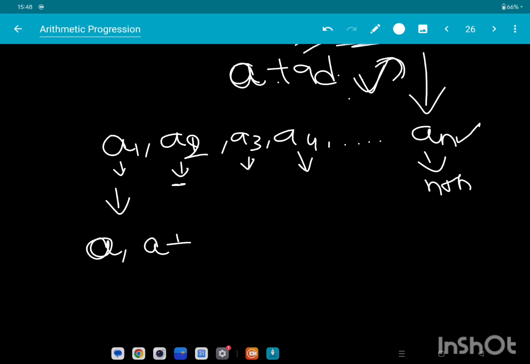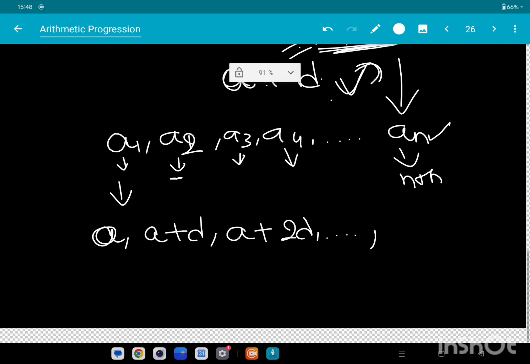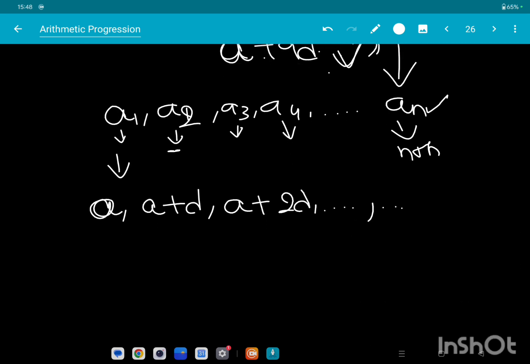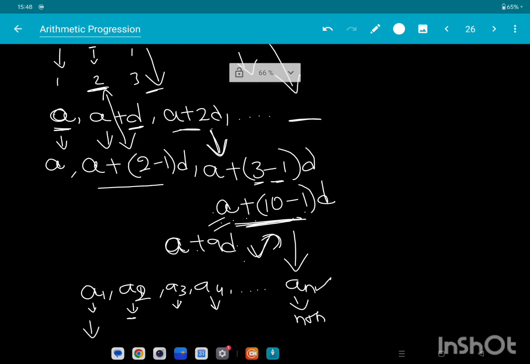Second term means A plus D. Third term is A plus 2D and so on. Now in this place, can I write it as A comma A plus 2 minus 1 into D, which is A plus D, right? So in the same way as we already discussed, here we can write it in this way.